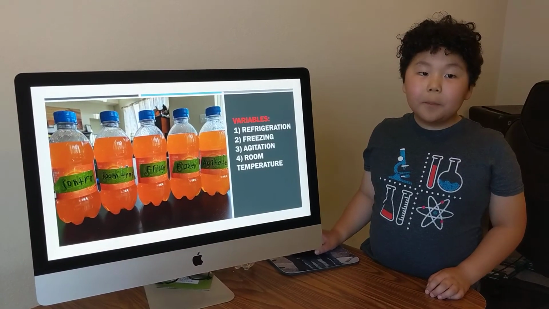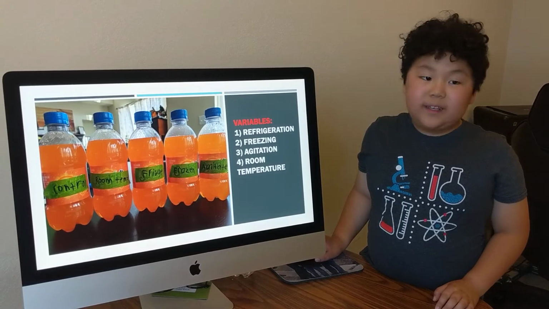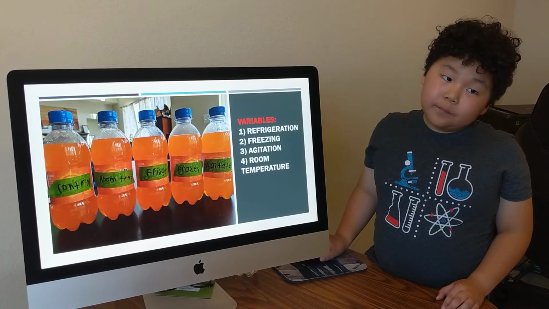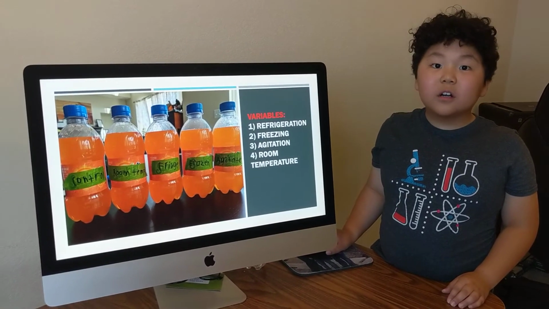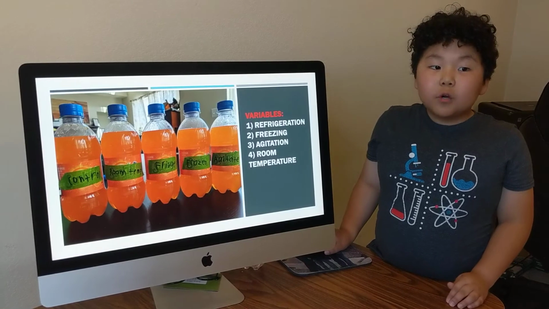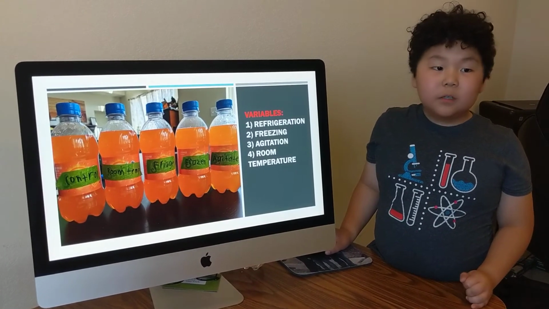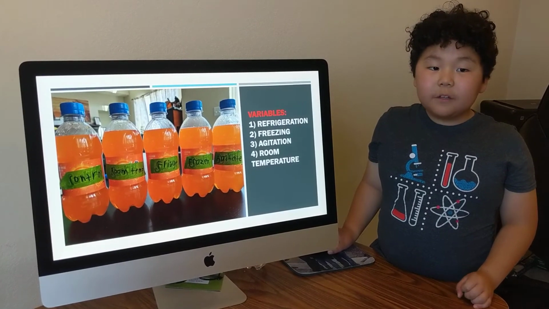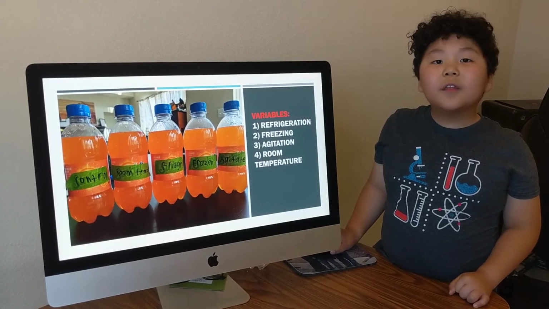The variables that we'll be testing are refrigeration, an open bottle of soda in the refrigerator, freezing, an open bottle of soda in the freezer, agitation, a bottle of soda that has been stirred, room temperature, an open bottle of soda left on our counter. The control for our experiment is a bottle of soda left on the counter with the cap closed. This is what we're going to compare all the other bottles to.